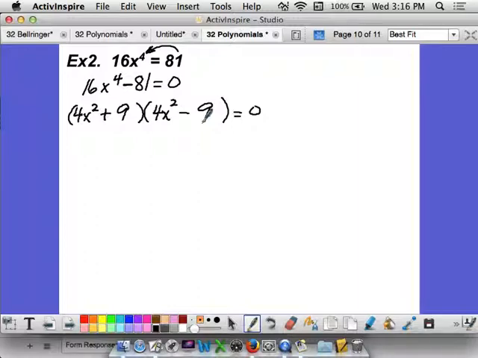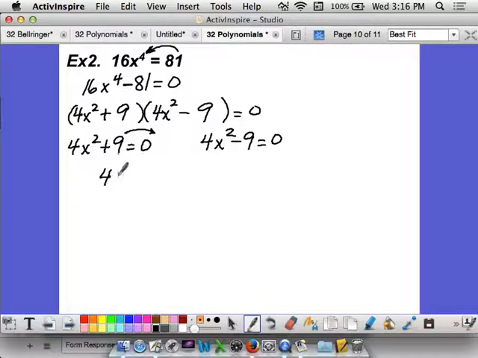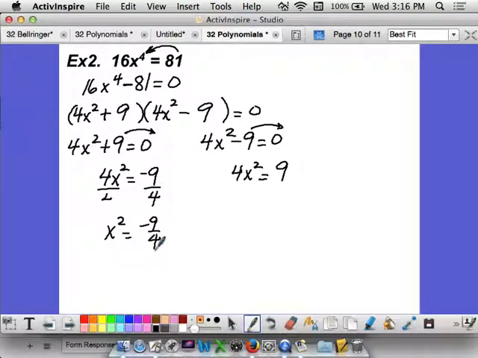So now I'm going to set each one of those equal to 0. So I have 4x squared plus 9 equals 0. And I have 4x squared minus 9 equals 0. I'm going to solve these for x. So I have 4x squared is equal to negative 9. And I have 4x squared is equal to positive 9. Still solving for x. Divide by 4. So I have x squared is equal to negative 9/4. And x squared is equal to positive 9/4.